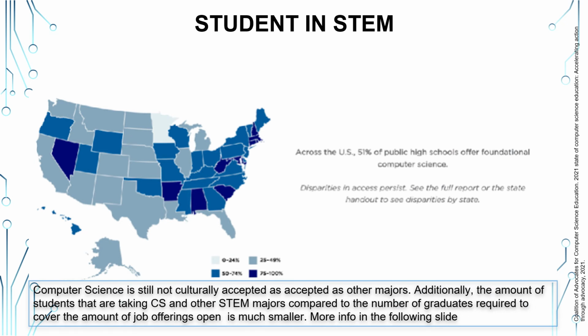So, also as part of my motivation, I took a quick analysis about the percentage. Well, this is a report that I found. My sources is right here. And they basically say that across the United States, only about on average 51% of public high schools offer a foundational computer science course.